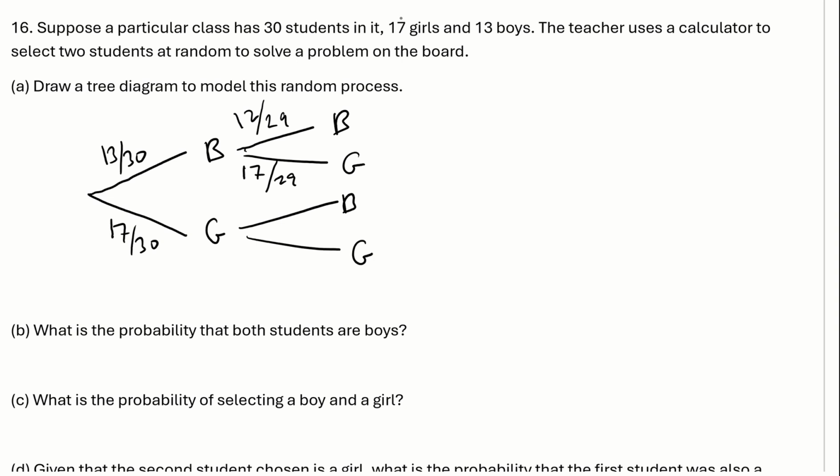Now, if you chose a girl, then that's 17 out of 30 chance, right? So now if you choose a girl, then now you have 16 girls out of 29. But you still have 13 boys out of 29. You didn't choose any boys the first time. You just chose a girl, and then now you're going to choose a boy. So those are your odds for each branch.